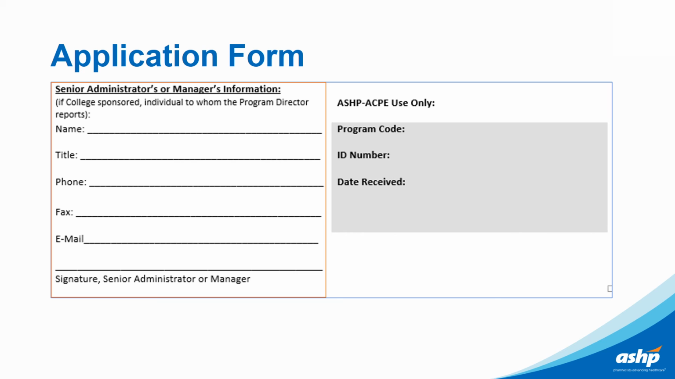The last portion of the application form includes a place to identify the senior administrator or manager information. Again, please ensure this portion of the form is filled out in an orderly, clear, and concise manner. The gray section to the right is to be left blank and is for ASHP ACPE use only.